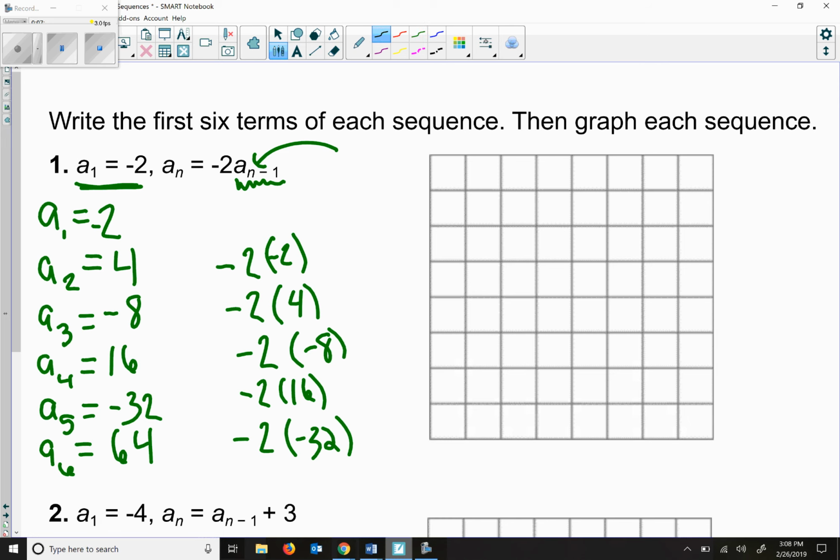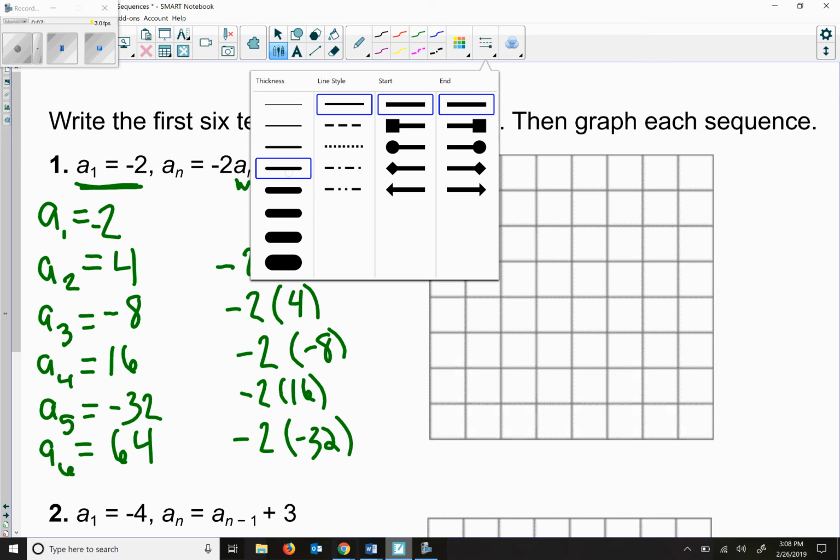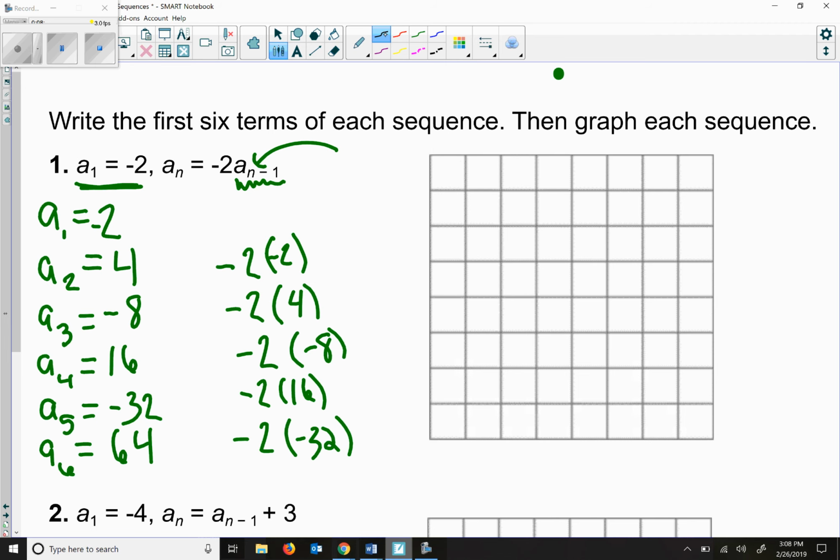Okay, so let me just get my graph together really quick. I want this to be that color. Okay. So obviously we want that to be a little bit straighter. And actually, I am not going to start that line there. I'm going to start it. Let's go up here.